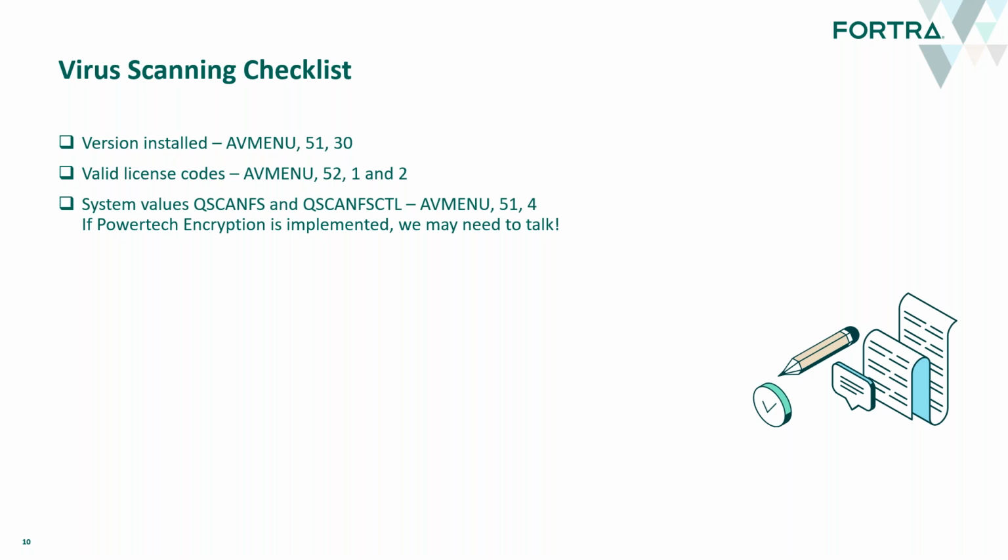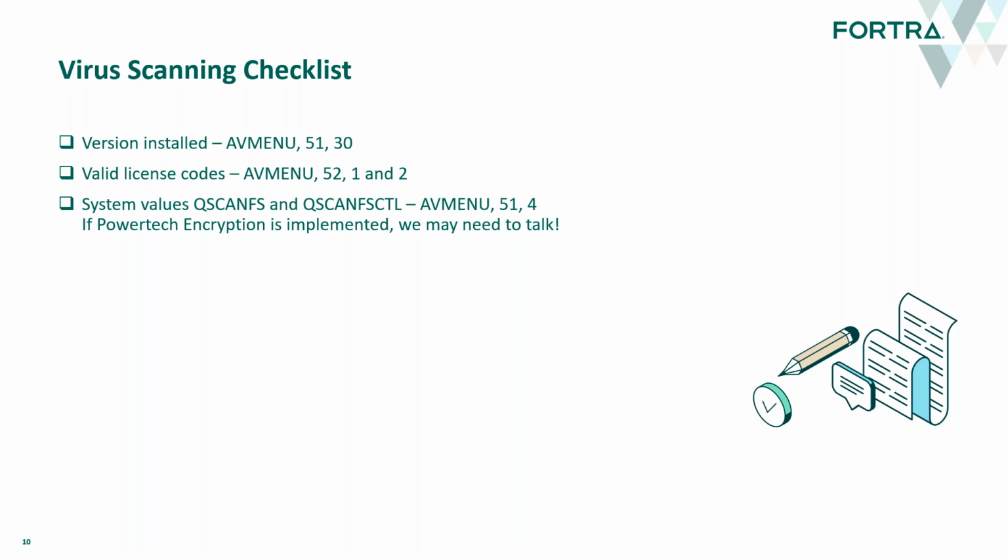There's 2 system values that we're tying into, the QSCANFSCTL and QSCANFS. These 2 system values are going to allow for the scanning to work properly. So we need to make sure that the configuration is correct. The QSCANFS should have *ROOTOPENSYS and *NOQSYS, user-defined file systems. So that's a specific setting that allows us to actually scan your file systems. If it's set to *NONE on that QSCANFS value, things aren't going to work.